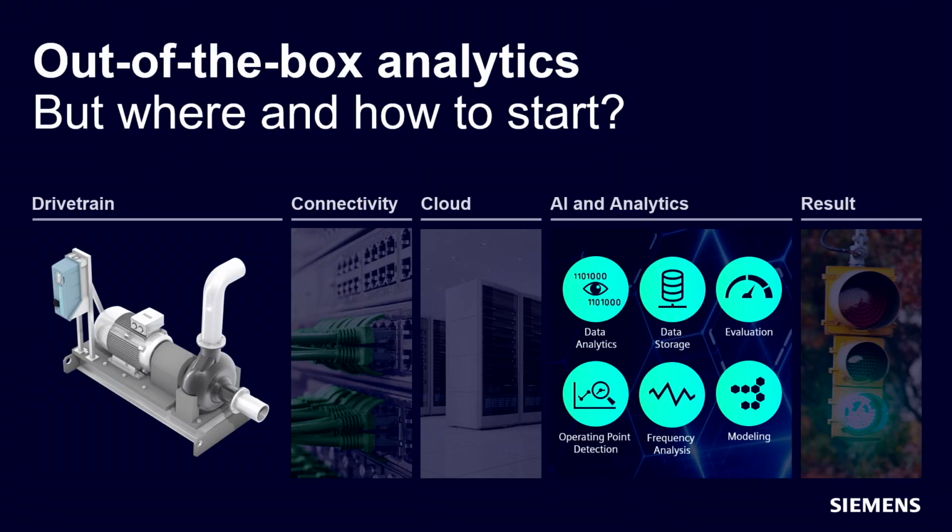And the first key element is connectivity. So take, for instance, the frequency converter. It's intelligent, it has a lot of data, but you need to connect it. You have other parts like mechanical components, as mentioned, or the electric motor. There you need some IoT sensing in order to sense the vibration, to have a full picture of the drivetrain.